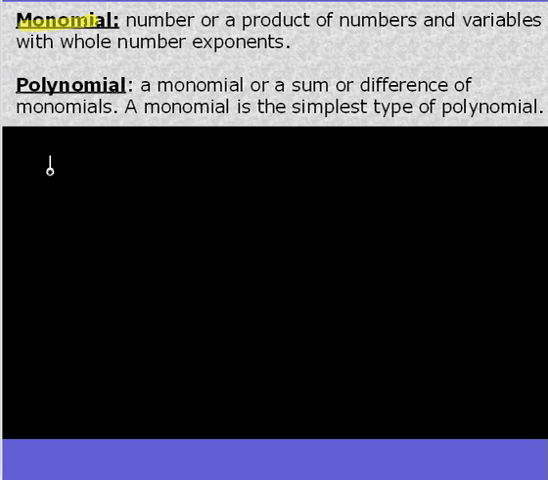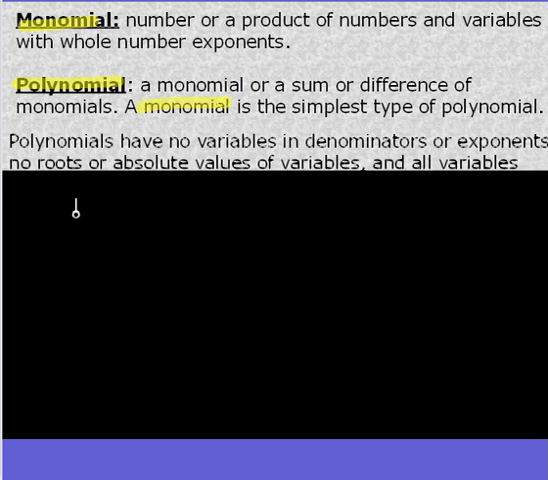Monomial. A monomial is a number or a product of numbers and variables with whole number exponents. Basically, it's one single term. Mono means one. A polynomial is a monomial or a sum or difference of monomials. So you'll have either one monomial or monomials with plus and minus signs in between them. A monomial is the simplest polynomial because it only has one term.